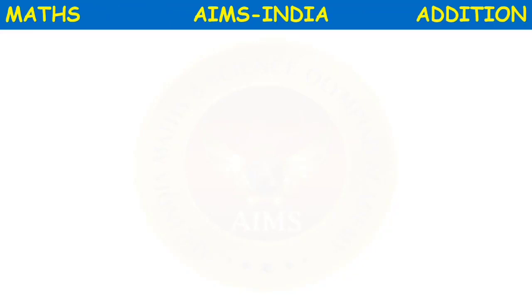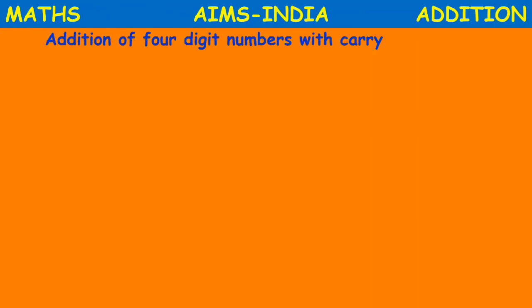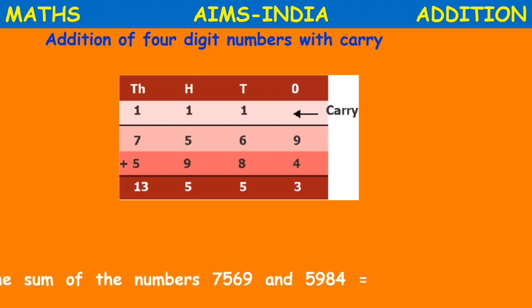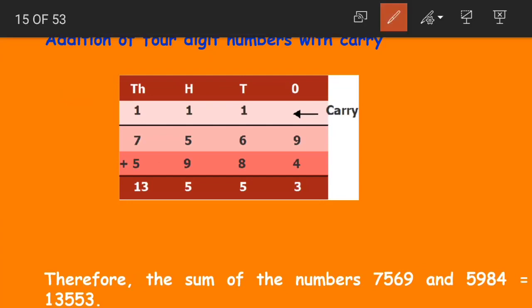Okay, now moving on, let us learn about addition of 4-digit numbers with carry. Now again we have two 4-digit numbers here. These are the numbers. Okay, we are having two 4-digit numbers here.